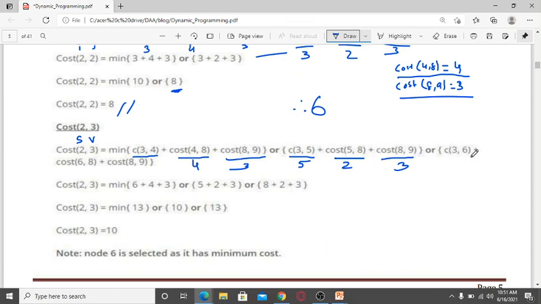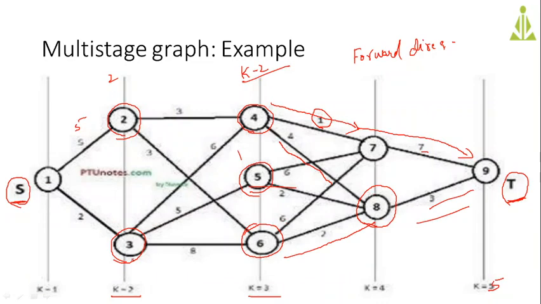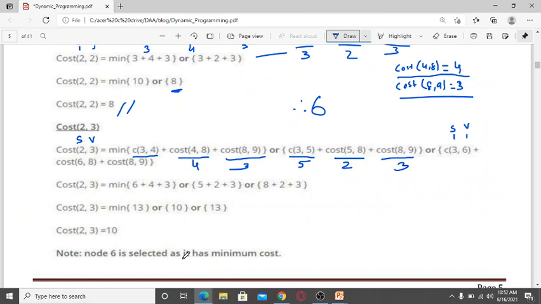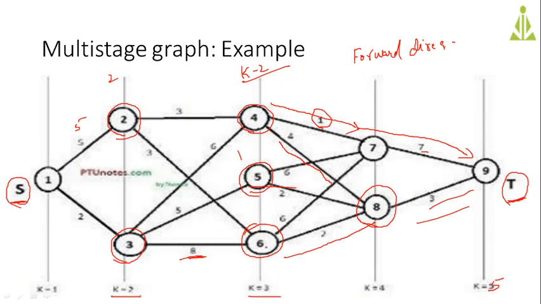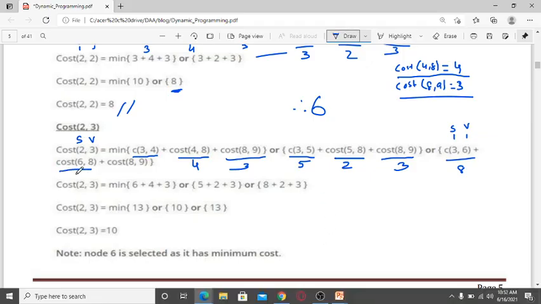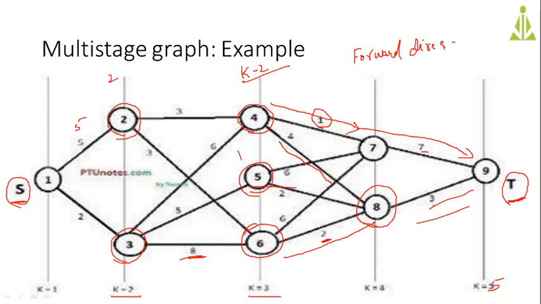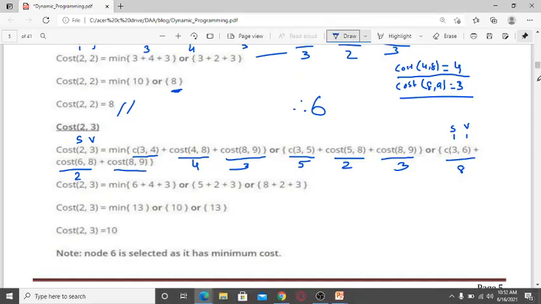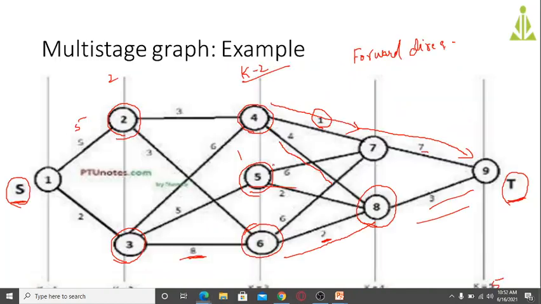T 3, 6, third stage and sixth vertex. Okay. Plus, what is the value of 3, 6? 3, 6, the value is 8. And cost 6, 8. What is the cost of 6, 8? Is 2. And cost 8, 9. What is 8, 9? Already we have here 3. Okay.